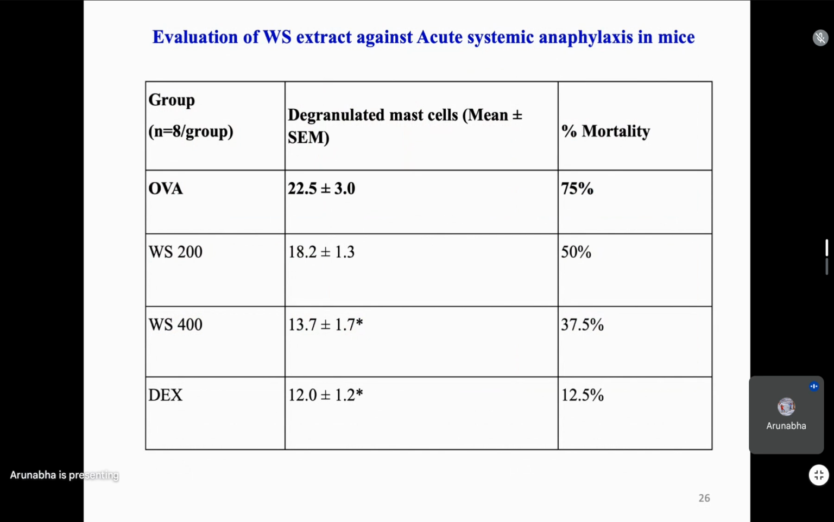In the animal model in mice, we showed that degranulation of mast cells was much reduced with Withania somnifera at 200 and 400 milligram, comparable with dexamethasone. So degranulated mast cells were fewer with Withania somnifera. Similarly, anaphylactic mortality, which was 75% in the disease control, was lowered to 50 and 37.5% with Withania somnifera, and was lowest with dexamethasone, just 12.5%. So the anti-anaphylactic property of Withania somnifera is shown over here.